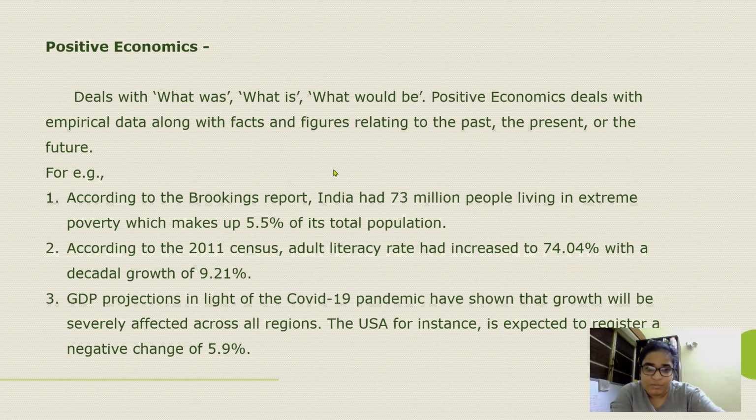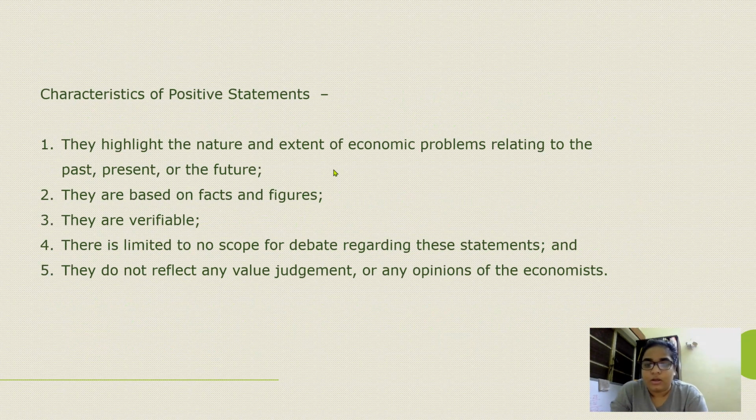There are three examples of statements over here. Read them and see that they are fixed. They are facts. They are figures. There's a source there. There's a verified survey over there. And there's a fact and a figure that is fixed, right? There's no uncertainty there. This is called a positive economic statement. Characteristics of these positive statements are like we discussed before. They highlight the nature and extent of economic problems relating to the past, the present, or the future. The time zone doesn't matter.